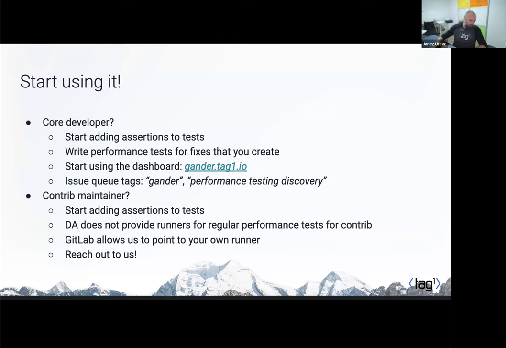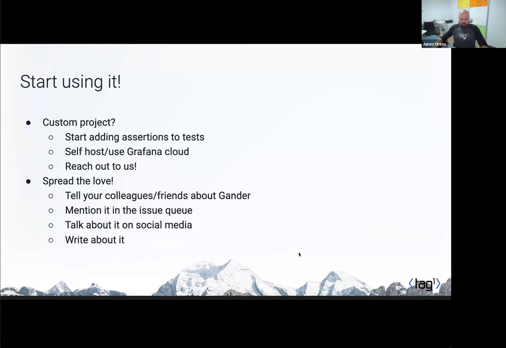These are basically the options. And we want to help early adopters. So if you want to do something like this, please reach out and we will try to help. You can also use it on your custom project, on your client project. If you already have a CI/CD environment, you can start adding assertions to your existing performance tests, to existing JavaScript tests. And then if you want to add Grafana and all that into the mix, then it's pretty much the same story as with Contrib. But if you want to do that, also reach out to us. We would like to help.